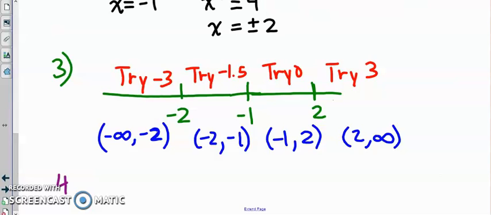So again, when we're trying numbers out, we're going to try numbers that are inside that interval there. And we're not trying to use the boundary lines because that's where things change and switch. So we don't need it at the boundary line. We need it to be inside.